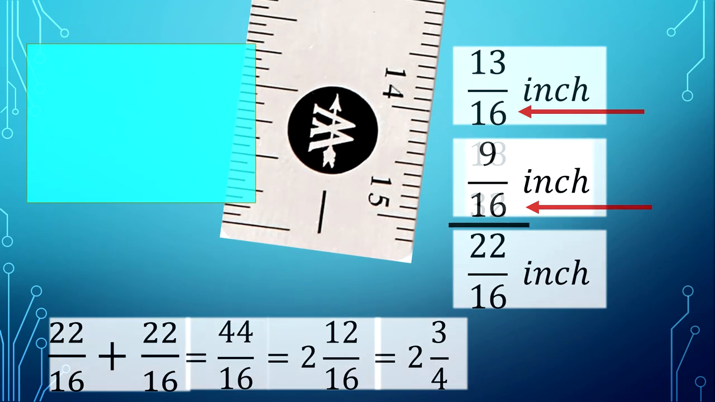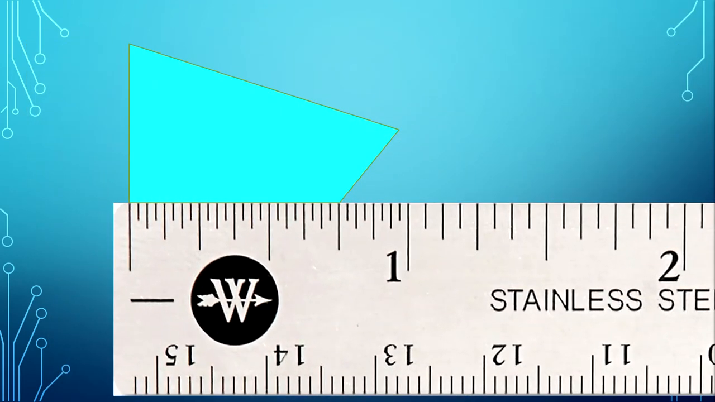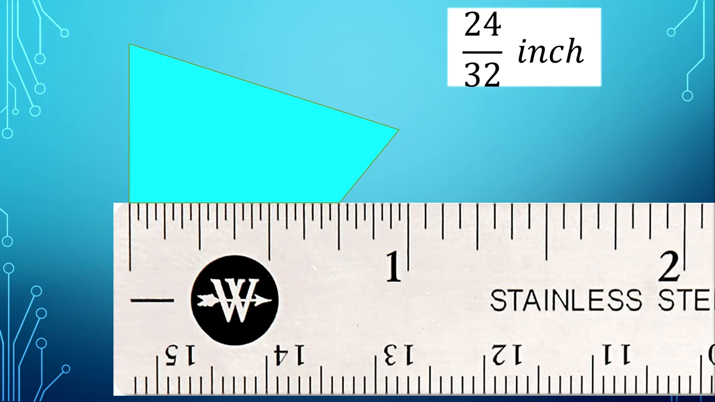All right, let's look at one more example. Now, if I've got a shape like this, I'm just going to have to measure all 4 sides, add all 4 sides together, and then reduce. All right, so if I look at this first length, that's 24 over 32. And I'm going to go ahead and use that 32nd of an inch. I'm not going to reduce my fractions yet because I want my denominators to be the same. So if I reduce, then I might have to go back up again.